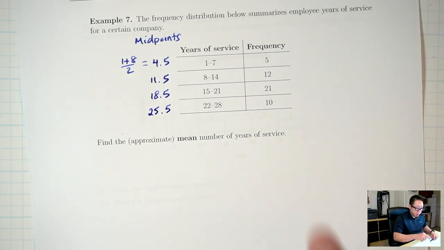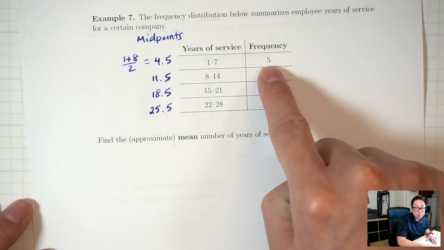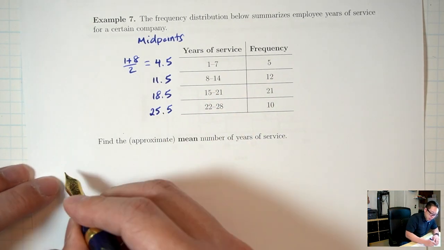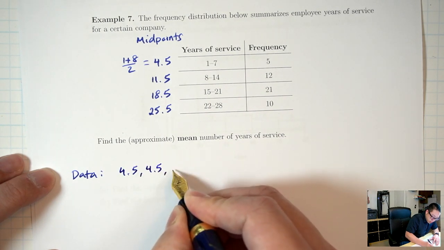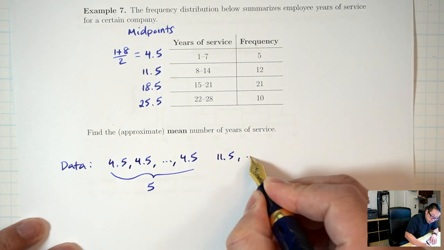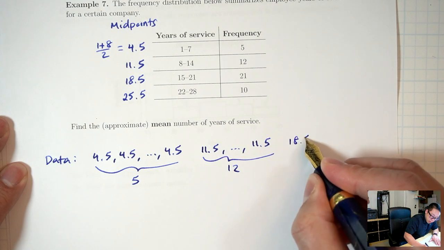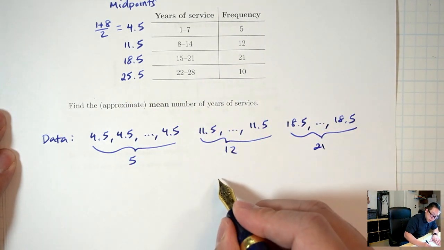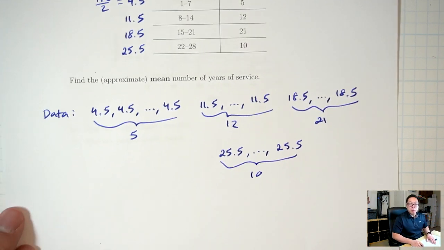25.5. Okay, so the idea here is I know there's 5 numbers between 1 and 7. I don't actually know what those numbers are. So the next best thing is we're going to assume that all 5 numbers are the midpoint. All 12 numbers are the midpoint. So we're going to approximate that the data is, there's going to be 5 4.5s, 12 11.5s, there's 21 18.5s, and then there's 10 25.5s. So that's my original data for finding the mean.